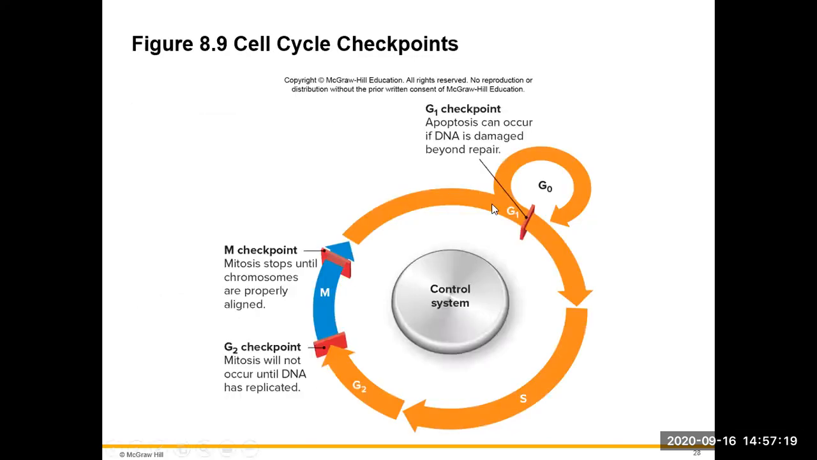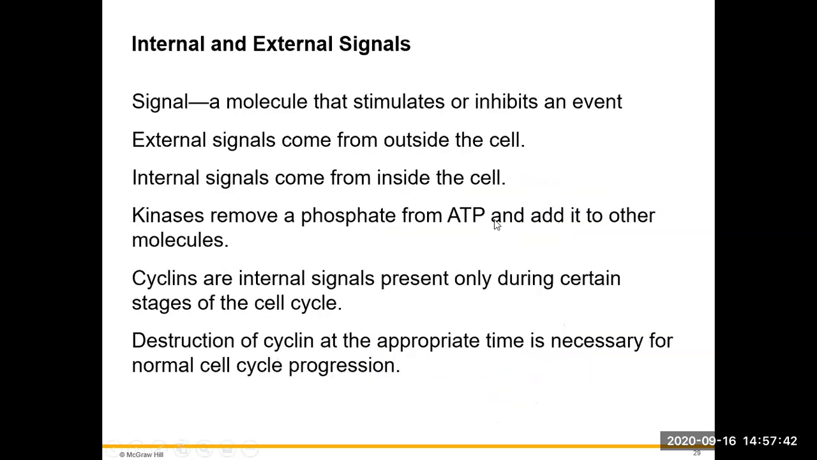Okay, this we have seen already. This is the G1 checkpoint. If it passes, it will go to synthesis, and then there's the G2 checkpoint. If it passes, it will go to mitosis, and there's the mitotic checkpoint. If it passes, it will go to anaphase. If not, the mitosis stage will be aborted.